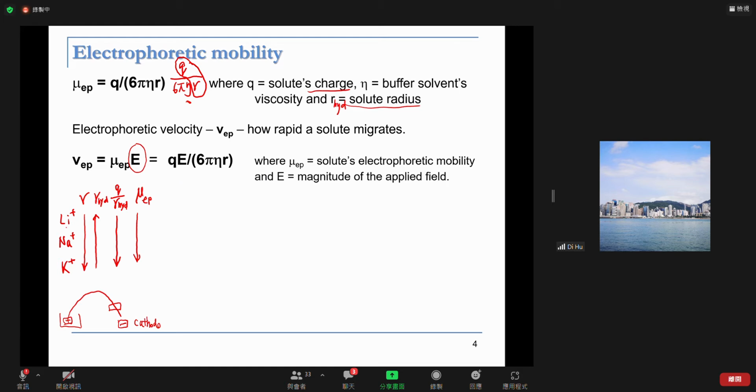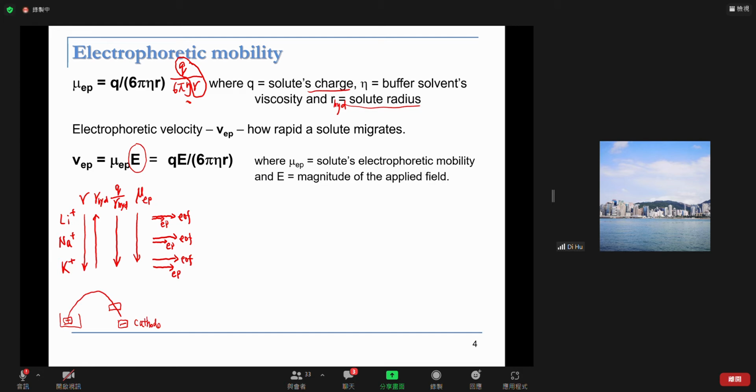Okay, so the lithium, sodium, potassium, the EOF for each of them is the same. Is to have the same EOF, right? Okay, because of the movement of bulk solution. But how about the electrophoretic mobility? We already know that. So EP, potassium is larger than sodium and is larger than lithium.